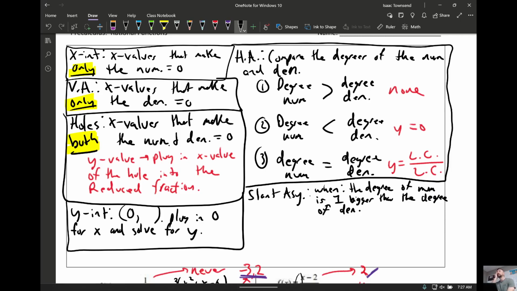So if the degree of the numerator is not 1 bigger than the degree of the denominator, we can say it doesn't have a slant asymptote and we can move on. But when it does, how we find it is we will have to do long division, and it will be y equals whatever the quotient is. So if there's a remainder, we can ignore it. The remainder has no impact on the slant asymptote.